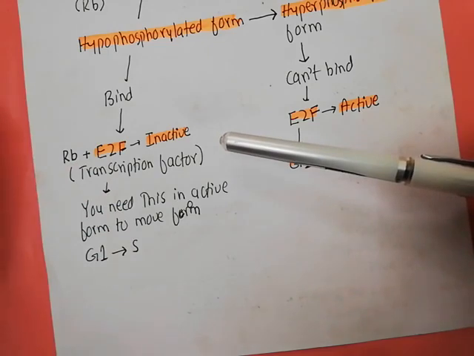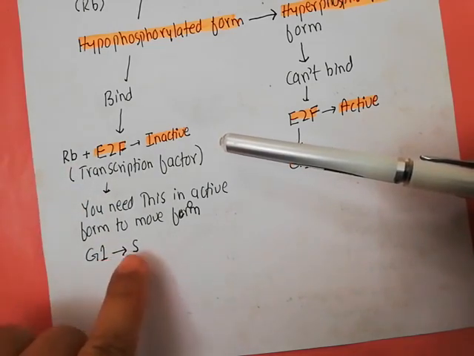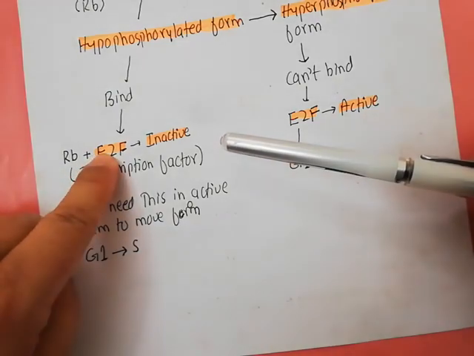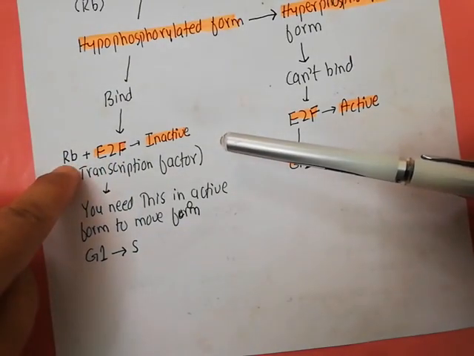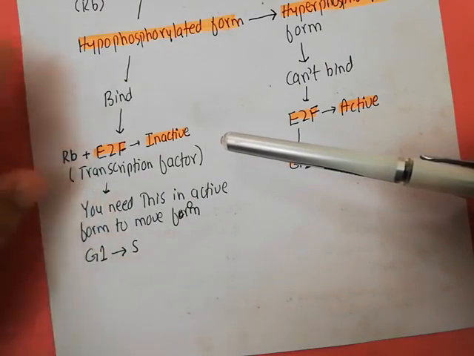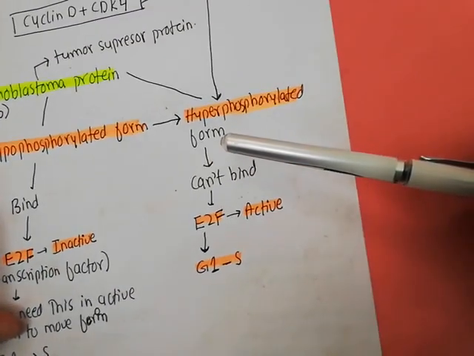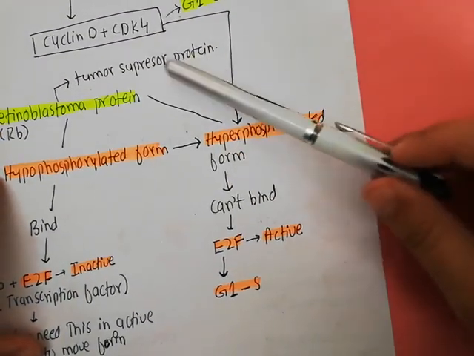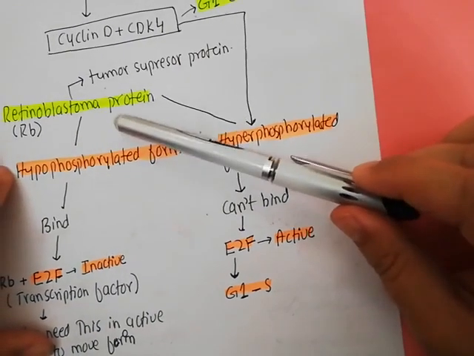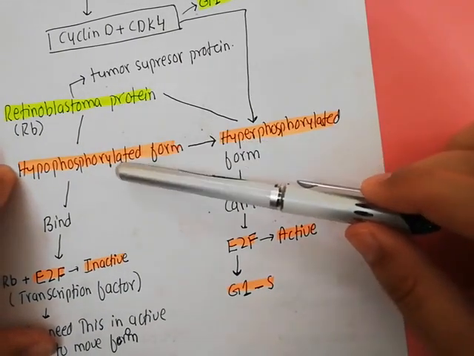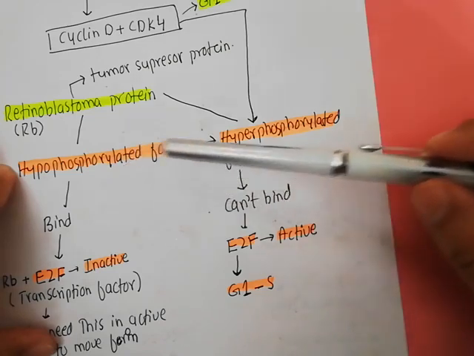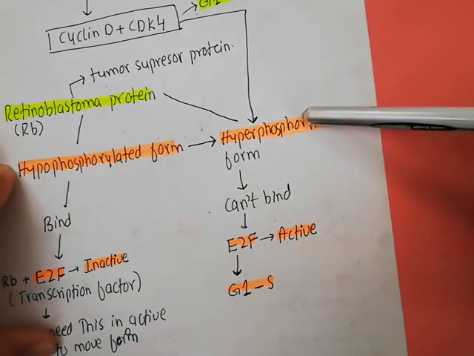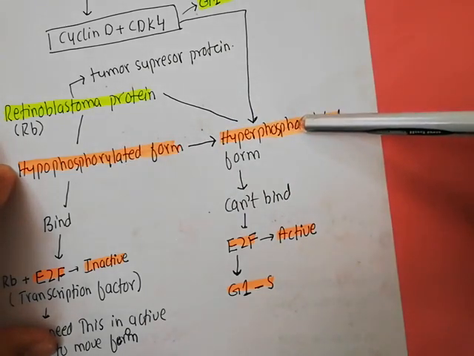Now if you want to move from G1 into the S phase of the cell cycle, you have to activate this E2F by removing this retinoblastoma protein. What the CDK-4 is doing is that when it is activated, it is going to convert the retinoblastoma from the hypophosphorylated form into the hyperphosphorylated form. That means you are adding extra phosphate groups to this particular protein.